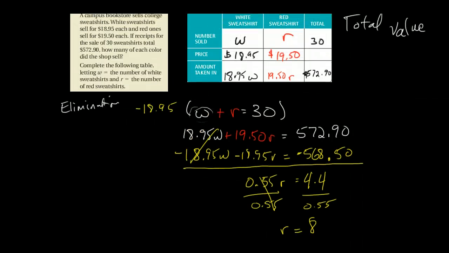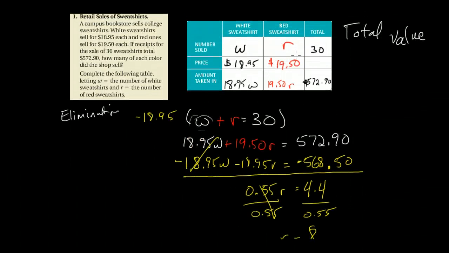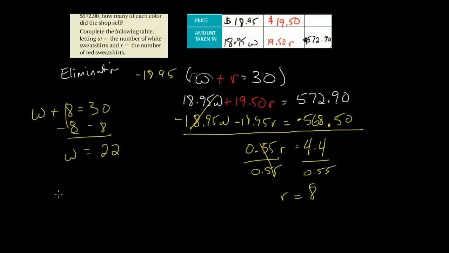So if we sold 8 red shirts, then the white shirts plus the 8 red shirts that we sold would be 30 shirts. And so if I subtract 8 from both sides, I can see that I sold 22 white shirts. And let's see if that works out. Let's check our answer here.